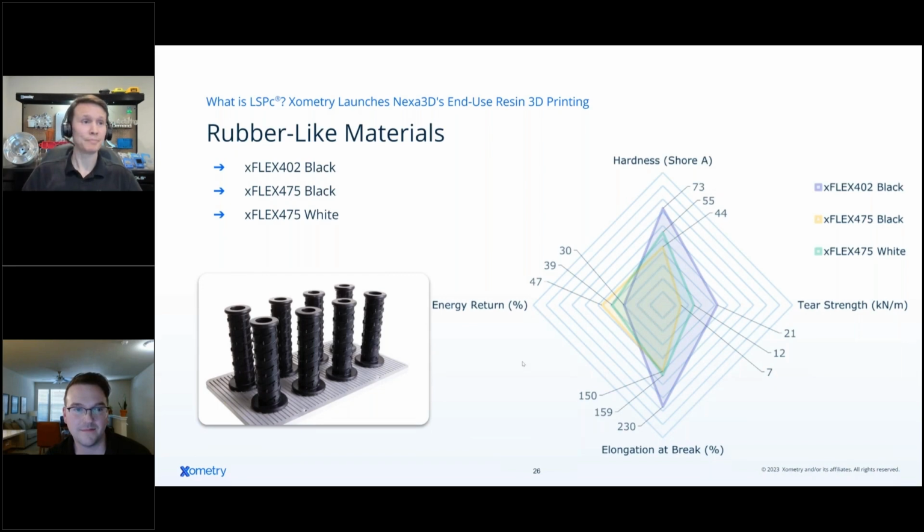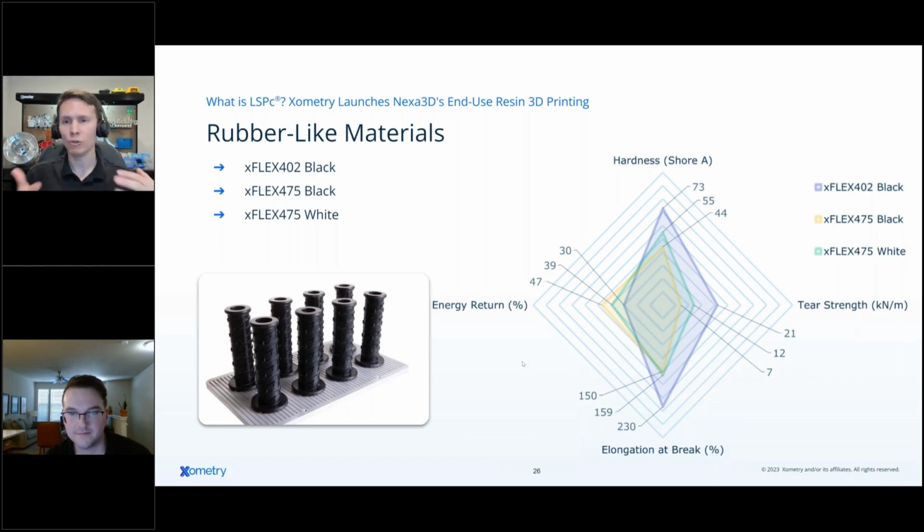Absolutely. Yeah. And the last materials I want to highlight is we have three variations of rubber-like materials, ranging from Shore A44, which is the X-Flex 475 black, to 55 with the white variation of that. And then X-Flex 402 has a Shore A73. And when we talk about Shore A values, I'm talking about squishiness of a part. So if you think chewing gum is about a Shore 20, a rubber band's going to hit you right around a Shore 50, and then a car tire is about a Shore 95. So those range from that rubber band to a little bit firmer feel on the print.